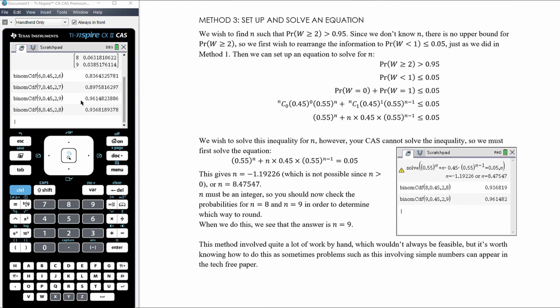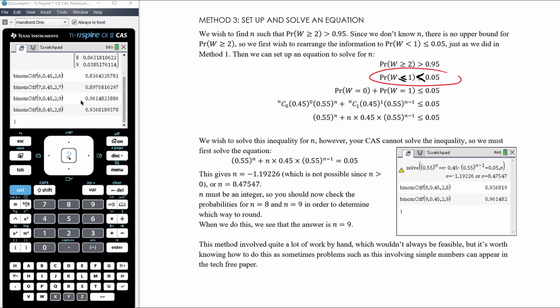The third method would be to set up and solve an equation, and to be honest, this is the most cumbersome, and I wouldn't be recommending this. So using the same logic we used up above, we can work out that if the probability of W being bigger than or equal to 2 has to be bigger than 0.95, that's the same as the probability that W is less than or equal to 1 has to be less than 0.05.